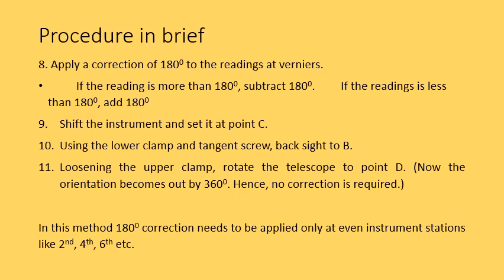Which we have to do. Continue. So we can say that in this method, the 180 degree correction needs to be applied only at even number of instrument stations. That is, we have to do the 180 degree correction at the second instrument station, fourth station, sixth station, etc. We need not do any correction to the readings we have taken from the first station, third station, fifth station, etc.